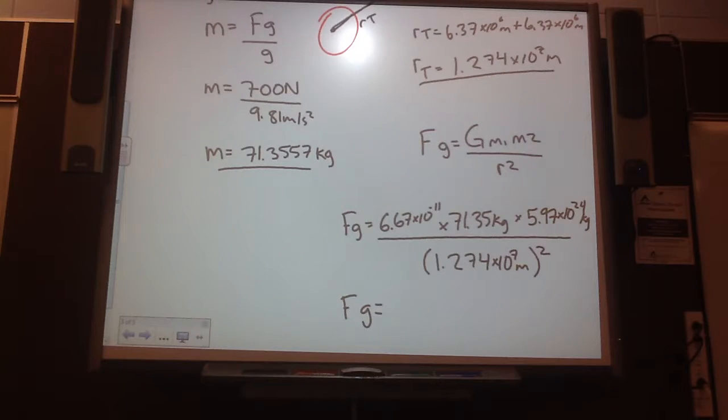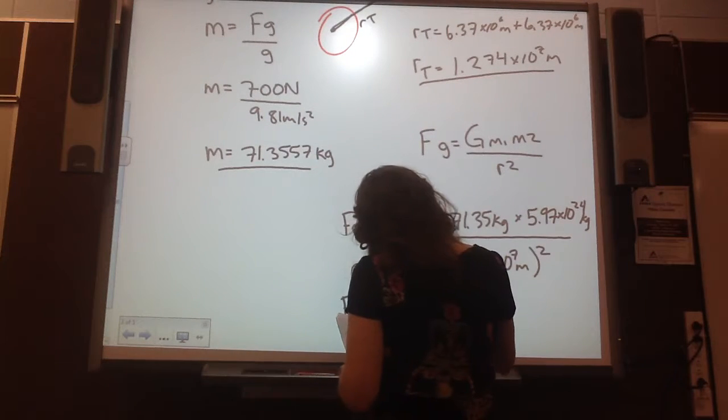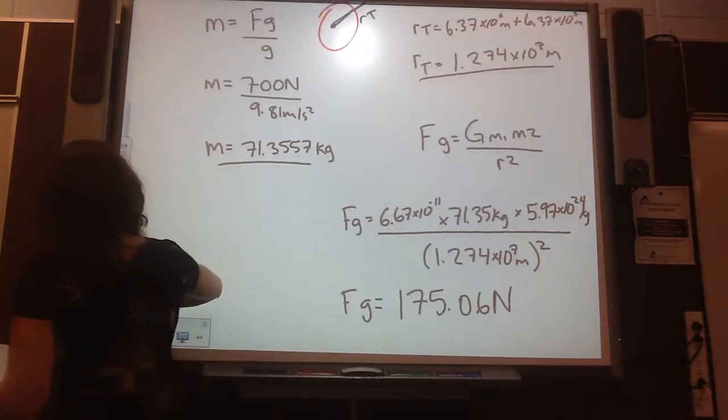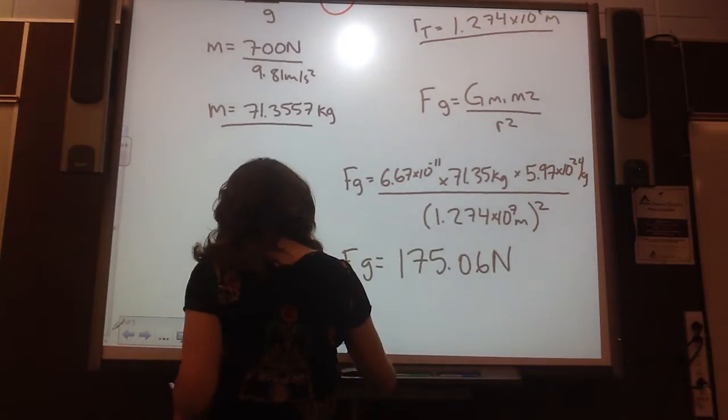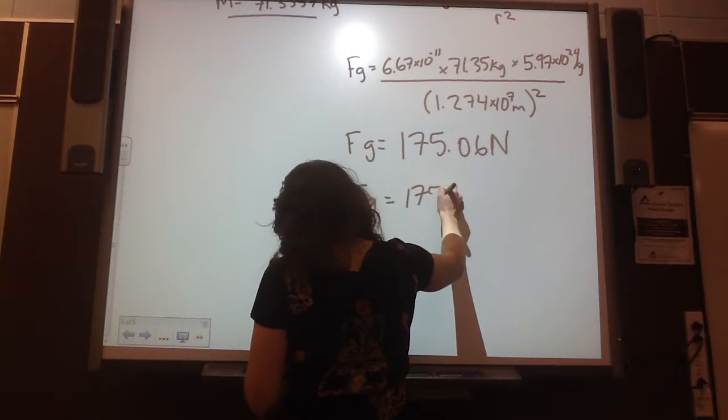So make sure if you're doing it all in one step that you put everything on the top of the fraction in brackets, and you put the bottom of the fraction in brackets as well, with the squared in the bracket. So you should get on your calculator 175.06 newtons. To sig digs, we'll place this as 175 newtons.